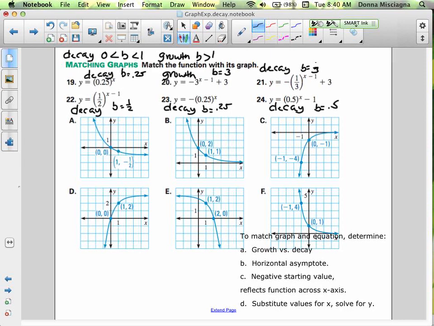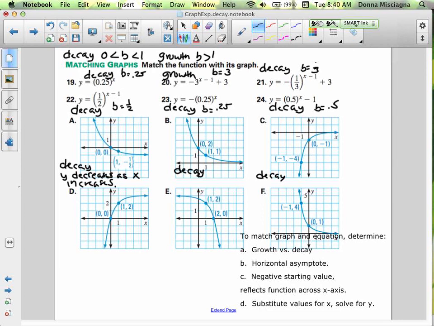All right, let's look at our graphs here. Is it growth or decay? How about A, growth or decay? It's showing decay, right? So decay on a graph, it decreases as x increases. How about B, growth or decay? Decay. How about C? Decay. It's in the negative direction, but it's going to the axis. It's decreasing in the negative direction.